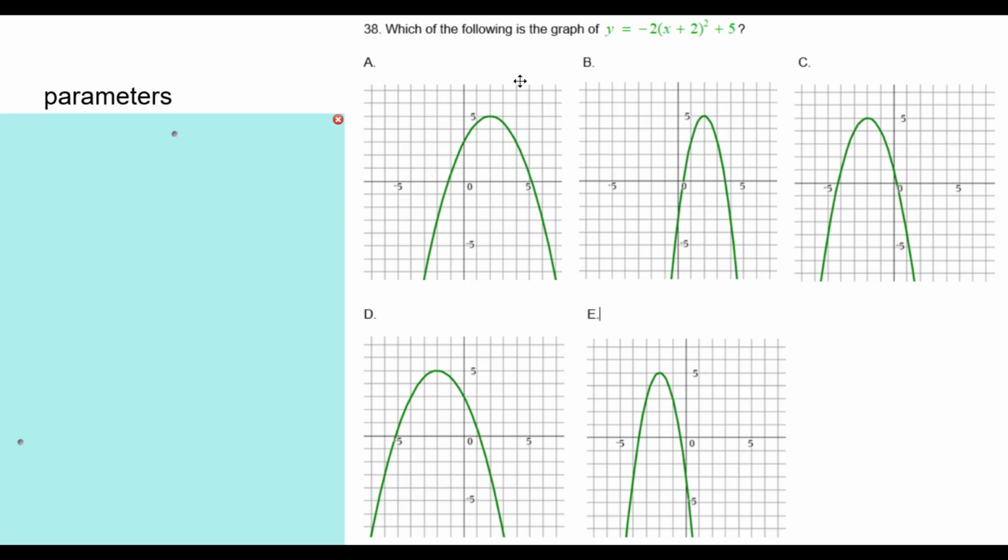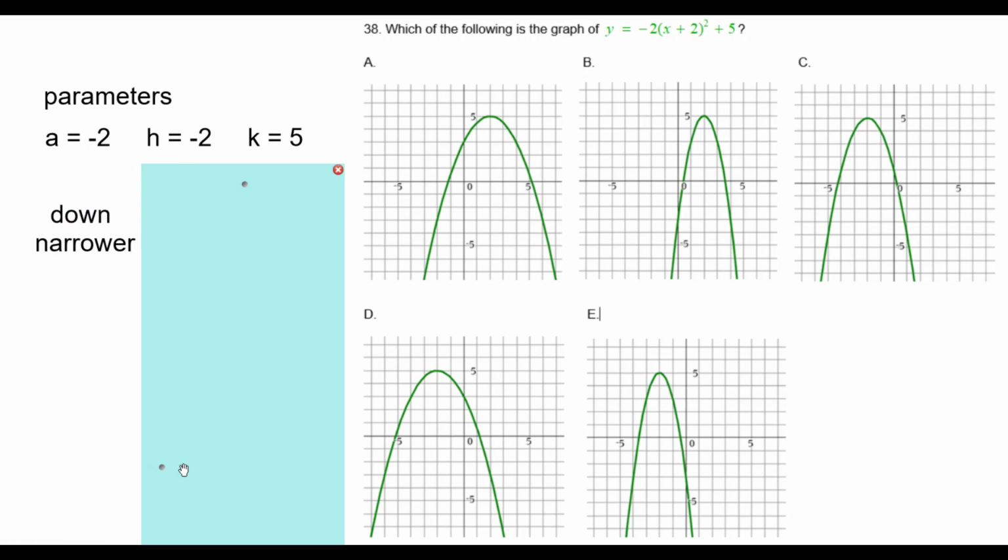Now I know you could graph all of these. That would take some time to graph all of them. But hopefully you're thinking graphically here. These are the parameters. a is negative 2, h is negative 2, and k is positive 5. And remember that the a being negative means it's going down, and the 2 makes it narrower.